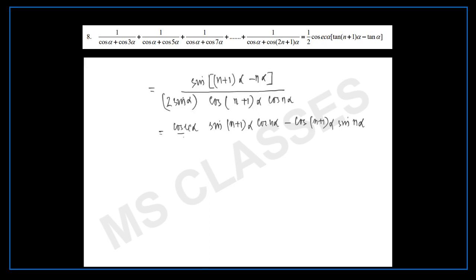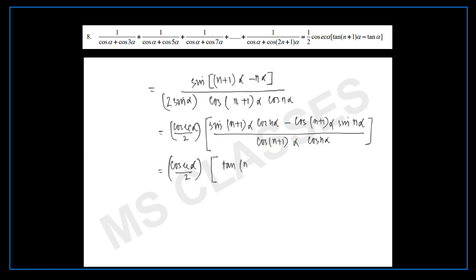Here we have cosec alpha by 2 divided by cos (n plus 1) alpha cos n alpha. Now this is cosec alpha by 2 into sine of this term by this whole term. This is cancelled out, and you get tan (n plus 1) alpha minus, this and this cancelled out, tan n alpha.